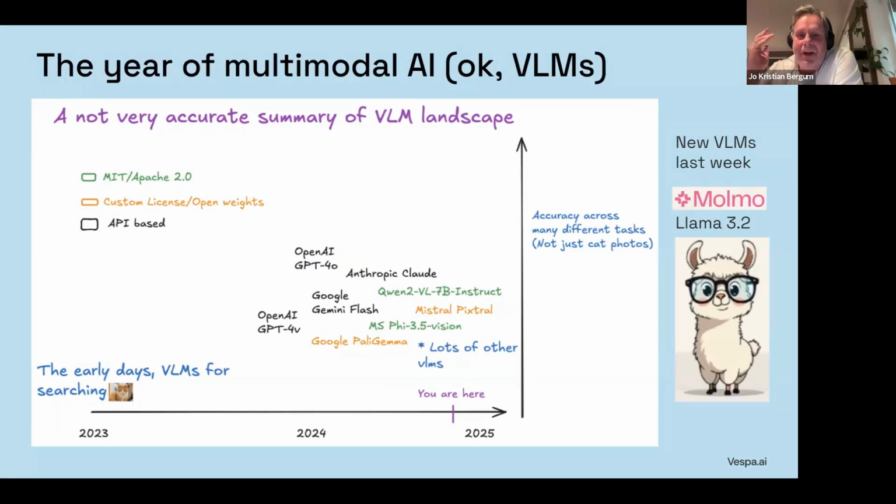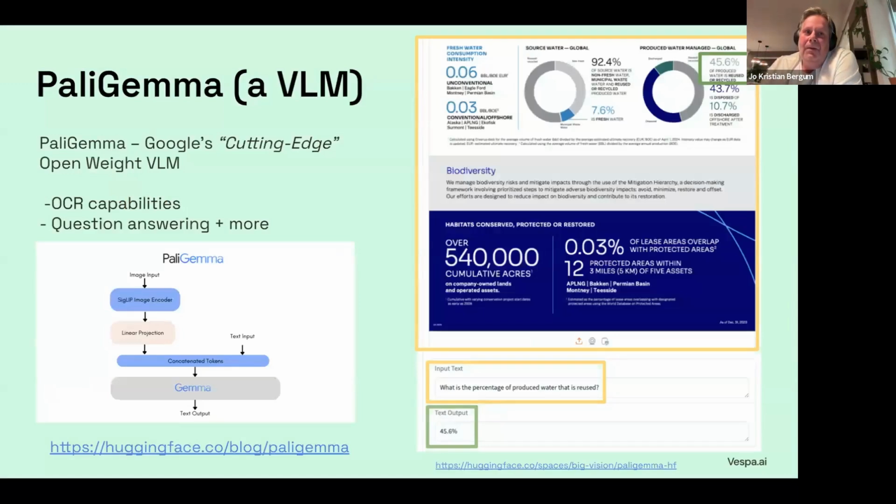Accuracy is shown for different types of tasks, like image classification or OCR type of tasks. Lots of progress on this. And one of the models that was released last year was PaliGemma. This was Google's cutting edge, open weight, not open source, but open weight visual language model that's been trained and has these OCR capabilities. You can, for example, use it for question answering.